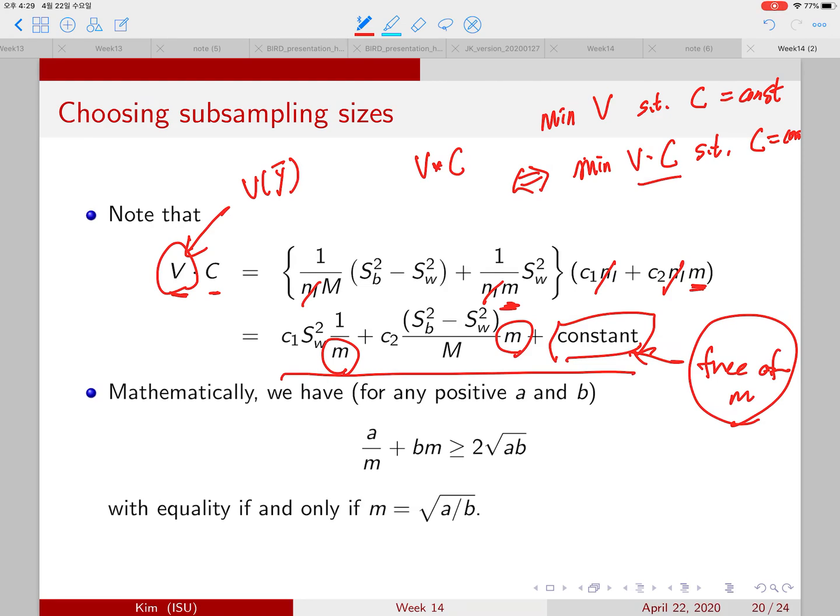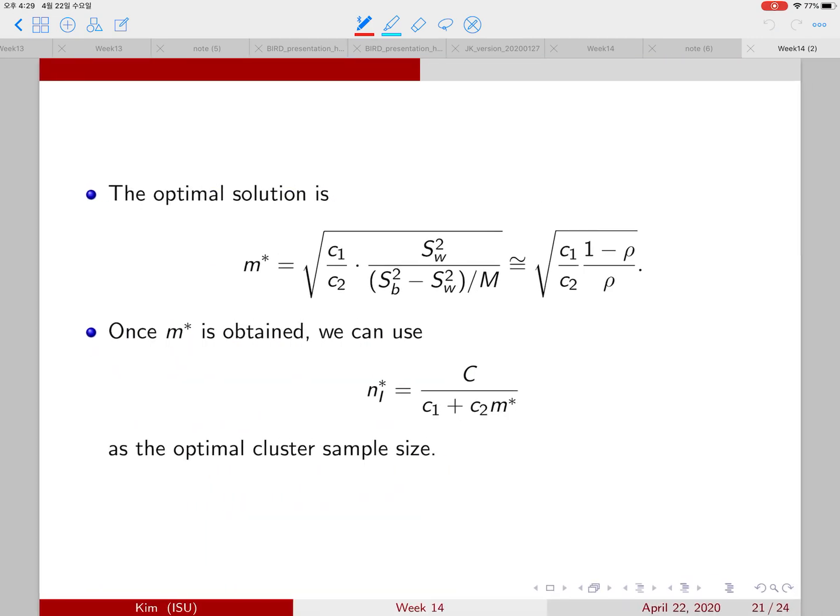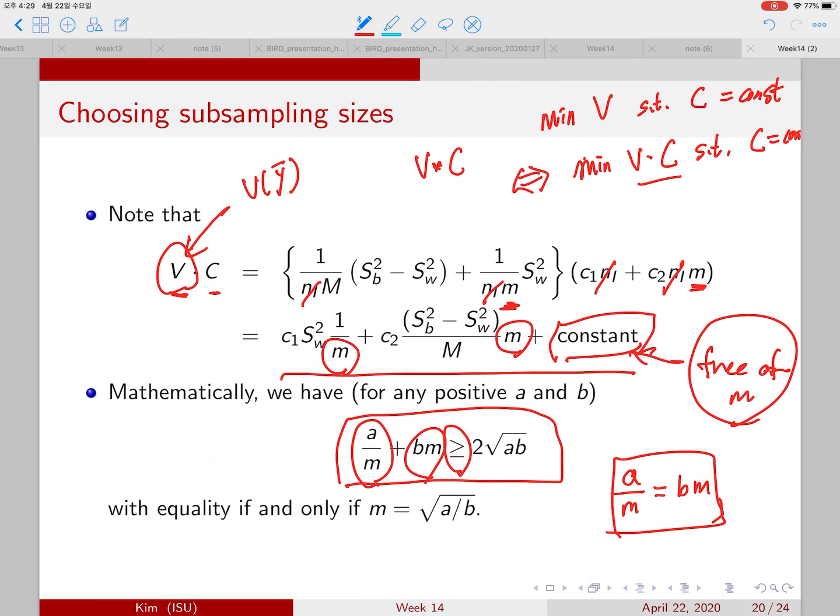Okay, so that's what we have here, and to solve this, we use this inequality. This is a mathematical inequality, and the interesting part is that equality, the lower bound, is achieved when we set these two terms equal to each other. So two terms are equal, then we have equality here. That's what we are going to use. We have one term here, another term here, right? So we set these two equal.